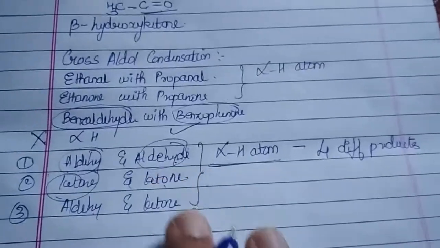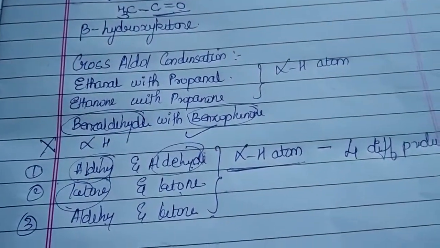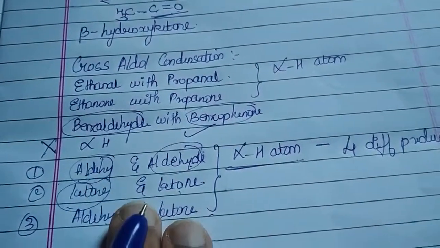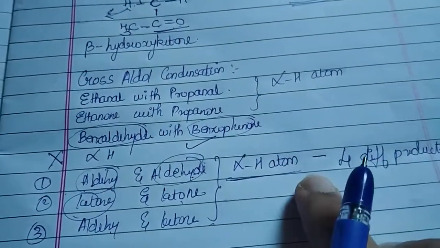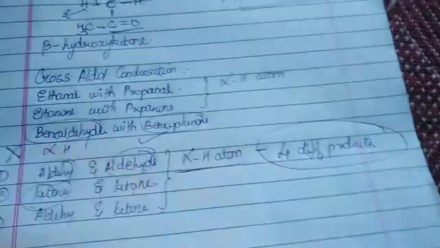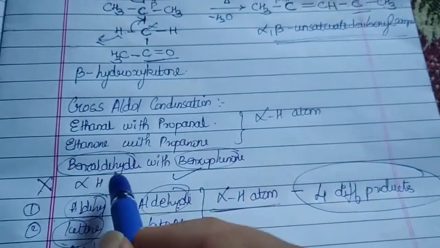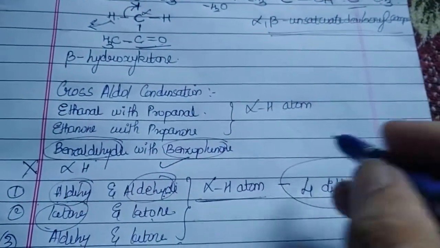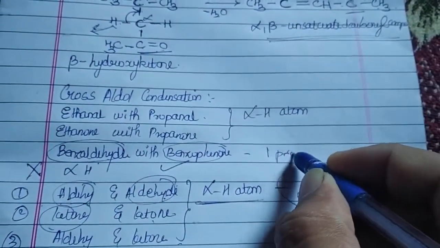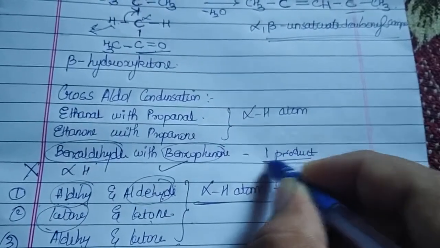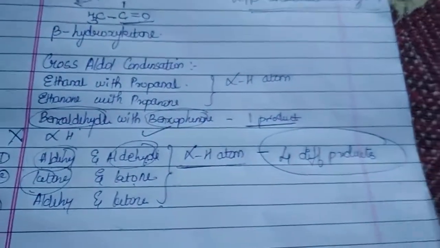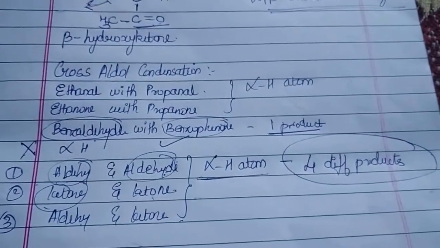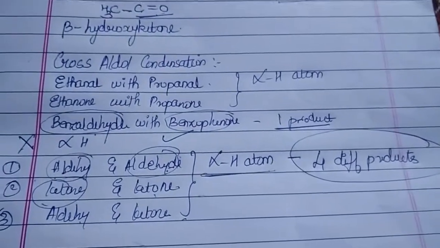So remember, whenever you are doing a cross aldol condensation reaction and you have chosen your reactants in such a way that both the reactants have the alpha hydrogen atom, we would be getting four different products. But in case one has an alpha hydrogen atom and the other does not have an alpha hydrogen atom, of course you will be getting just one type of product. So we will study it one by one with examples under the topic of cross aldol condensation. Okay, let's have a look at it.